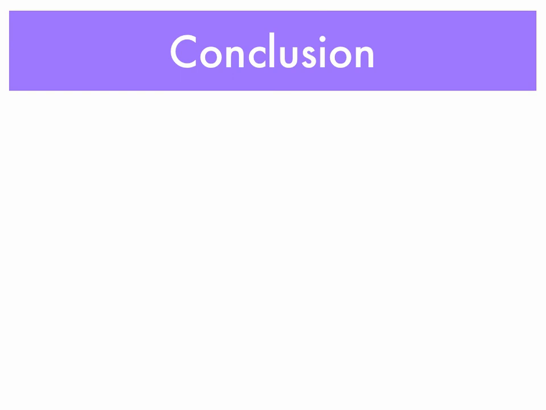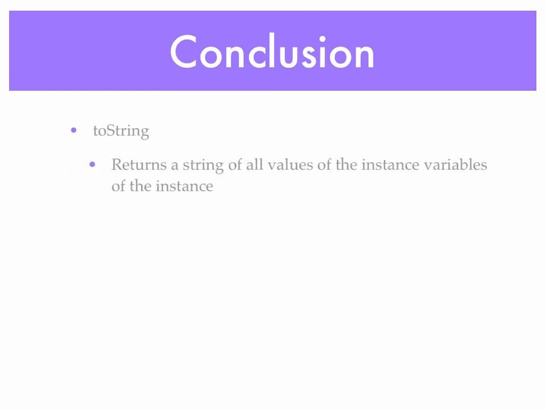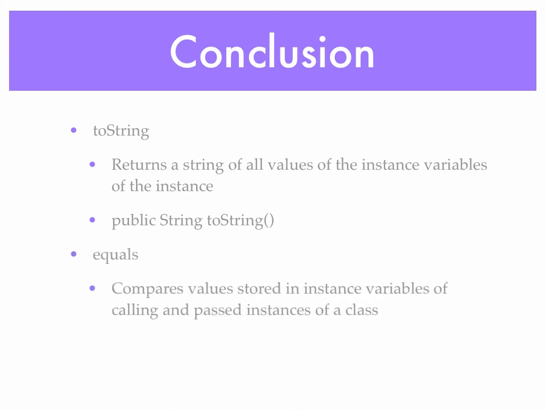So we've looked at two methods. The toString, and we know that the toString returns back a string of all the values of the instance variables of the instance. We know that it is always public, non-static, returns back a String, is called toString, and expects no arguments to be passed to it. We also looked at the method equals. And the method equals compares the values stored in the instance variables, the calling and the passed instances of a class. And it's always declared public, returns back a Boolean, named equals, and expects an argument to pass to it, a value that is an instance of the class that is the same class as the class that called the method.